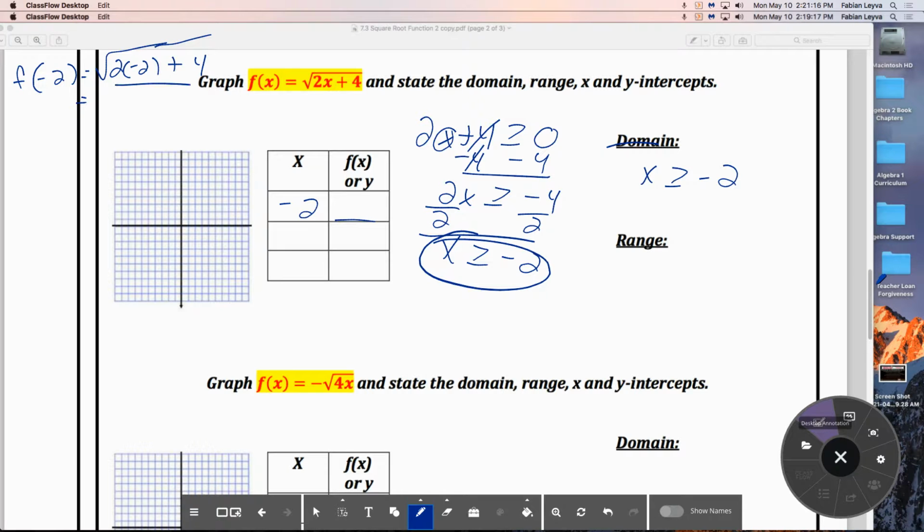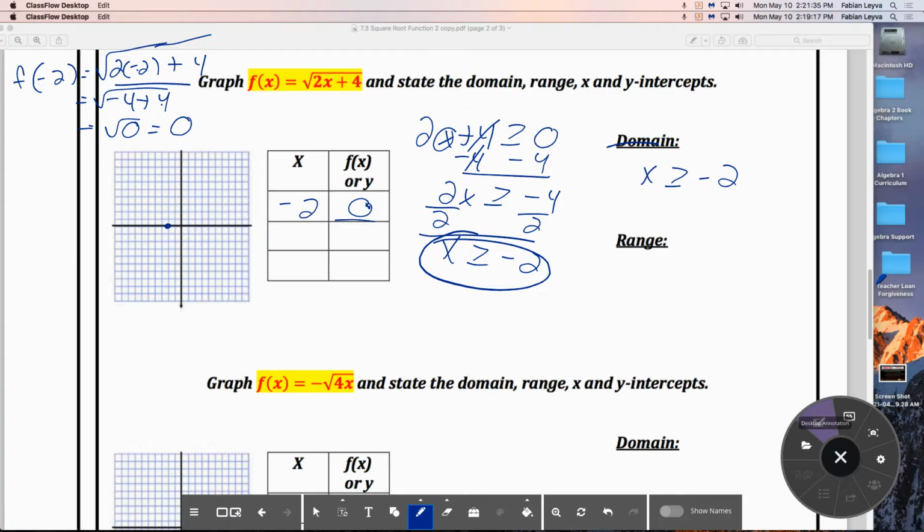Now let's do the math within the square root. 2 times a negative 2 is a negative 4. Don't forget to add the 4. Don't forget that's all underneath the square root. Negative 4 plus 4 is 0. What is the square root of 0? 0. So you found your first point of your graph, which is right over here.